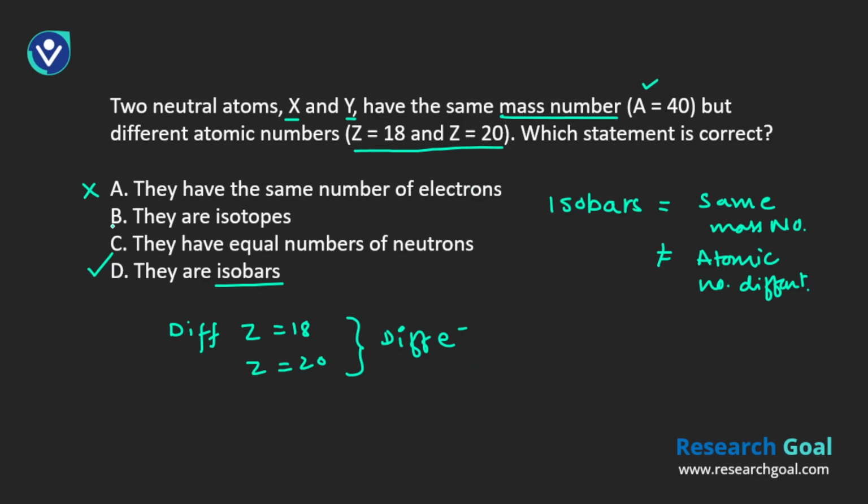Option B, they are isotopes. I hope you recall that isotopes have the same atomic number, by definition. So this option is also incorrect. Option C, they have equal numbers of neutrons. The neutron count changes because Z changes and the mass number is constant. So that option is also incorrect, and that is why the correct option is D. All right, let's move to the next one.